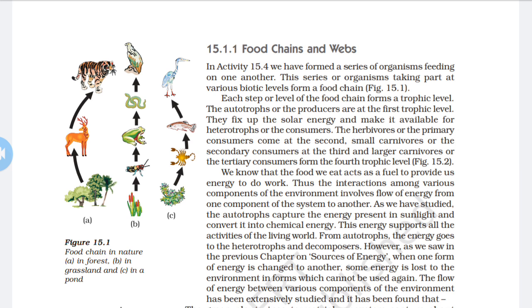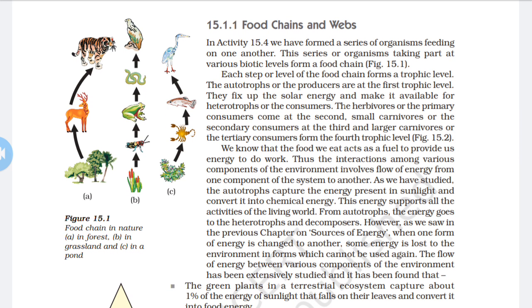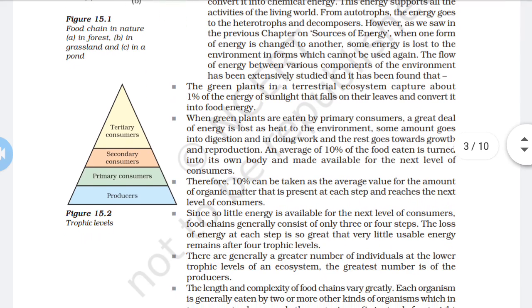Then after food chains and webs, this topic is also cancelled, just highlight it. The series of organisms that take part in transferring food energy from producer to consumer, consumer to decomposer, is known as the food chain. Here, every step of the food chain is called a trophic level.